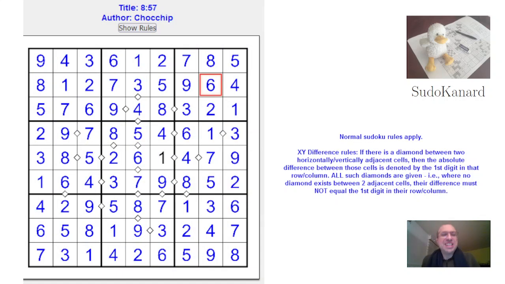This completes this very nice puzzle by ChocChip of XY differences Sudoku. I think it's definitely more difficult than my puzzle, but then I was doing something for Grand Prix, so it had to be in the approachable spectrum. Not that ChocChip's puzzle would be unapproachable, it just needs more reflection, which is fine. Thanks for watching this video. Thanks Adam for this puzzle. See you on SudoKanard.